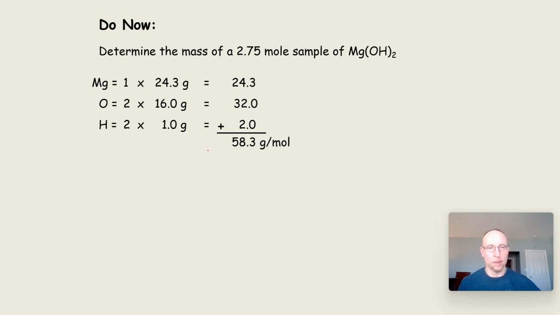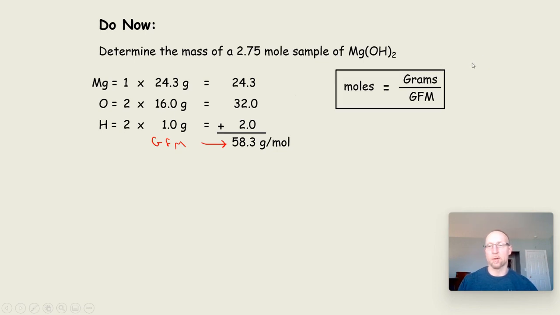So this, remember, is our gram formula mass, our GFM. Now we're going to use that in our formula. Moles equals grams over GFM, which is on Table T, right? So these problems are pretty straightforward, right? We always know the gram formula mass because we figure it out. And then we're either solving for the moles or we're solving for the grams.